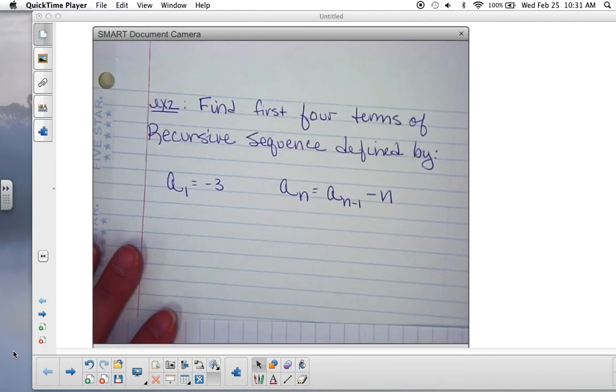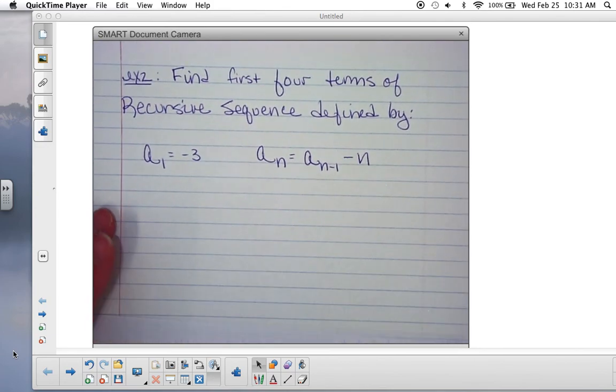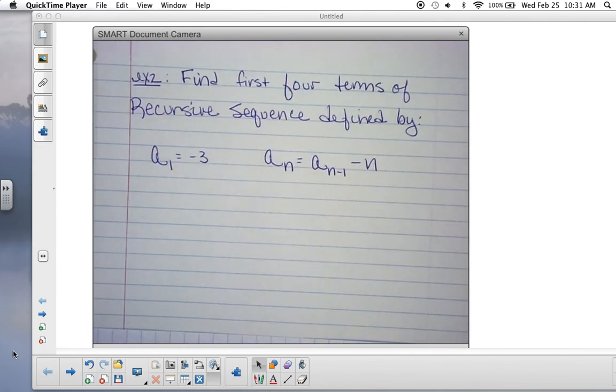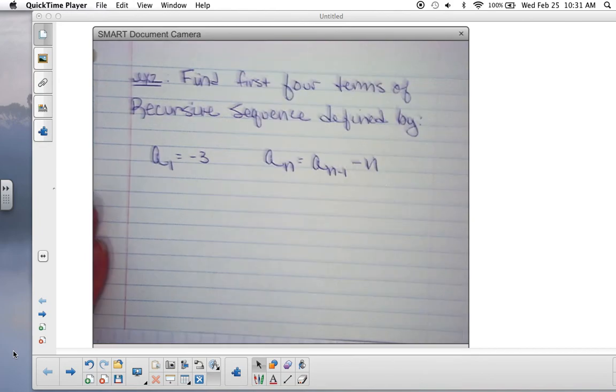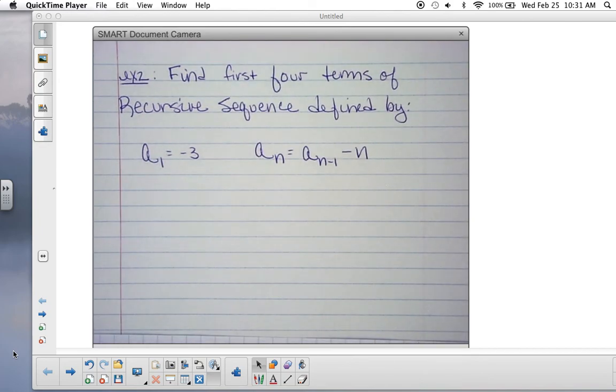Example 2, it's find the first 4 terms again. They can ask for 4, 3, 5, but they usually don't ask for like 10 or something because that would be a lot of work. It's usually just the first 5, something like that. Find the first 4 terms of the sequence defined by a sub 1 equals negative 3, and a sub n equals a sub n minus 1 minus n.